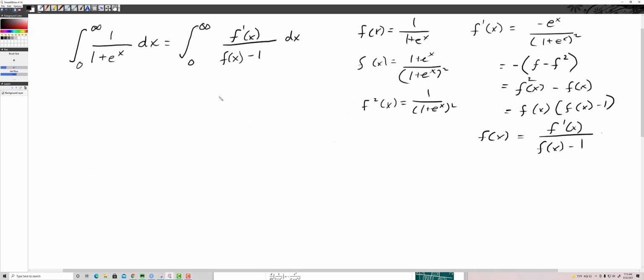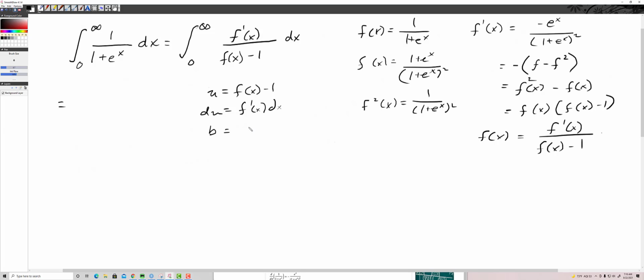Okay, I now have this integral. Well, now I can perform a u substitution. I'm going to put my equal sign over here, and I'm going to just say u is going to be f of x minus 1. du is going to be f prime of x dx.